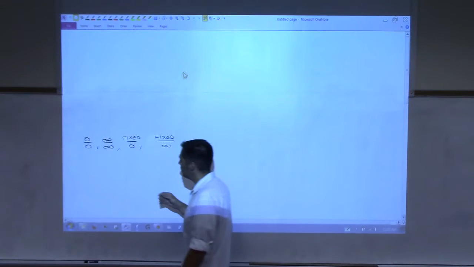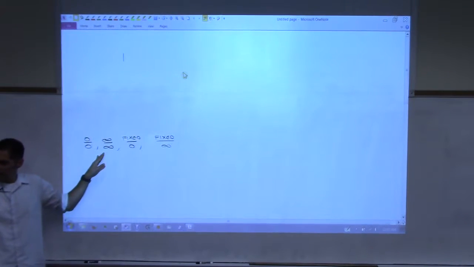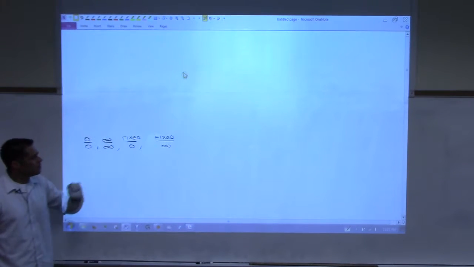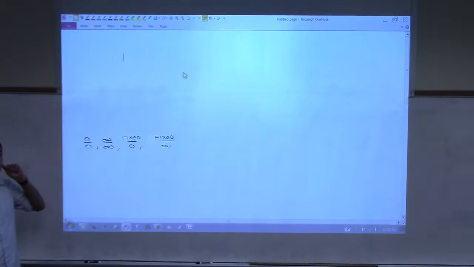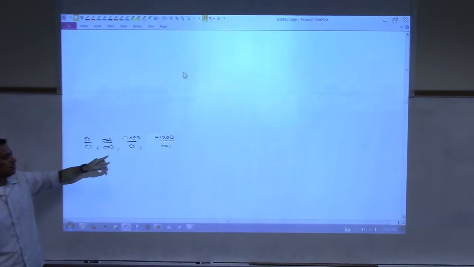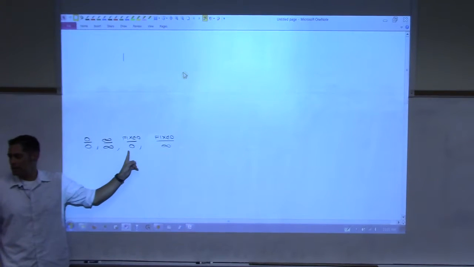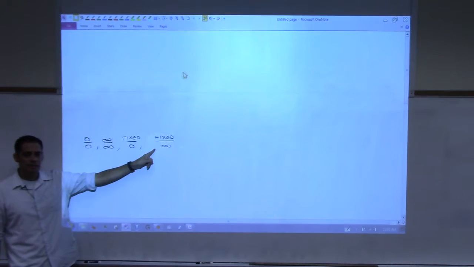We've looked at all of these types of limit forms, right? Anytime we see 0 over 0, we have to do some sort of algebra. Infinity over infinity, some sort of algebra. What about fixed over 0? It goes to infinity or negative infinity or does not exist. This is the one with 3 different cases. And this one, fixed over infinity? This goes to 0.